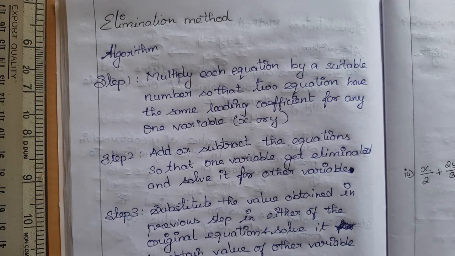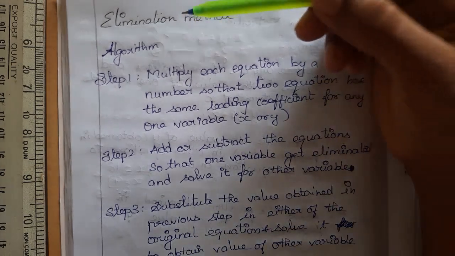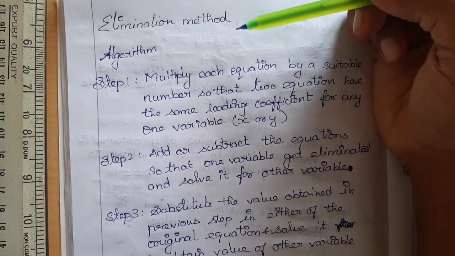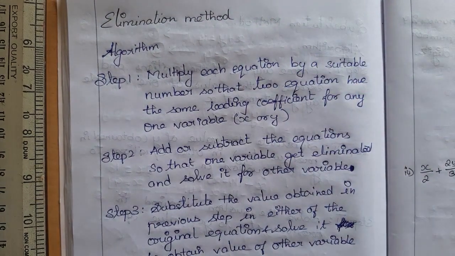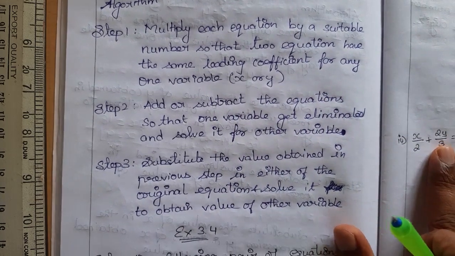Hi student, here we will learn about the elimination method. This is one of the methods to solve a pair of linear equations and to find the solution. And the algorithm is just three steps.